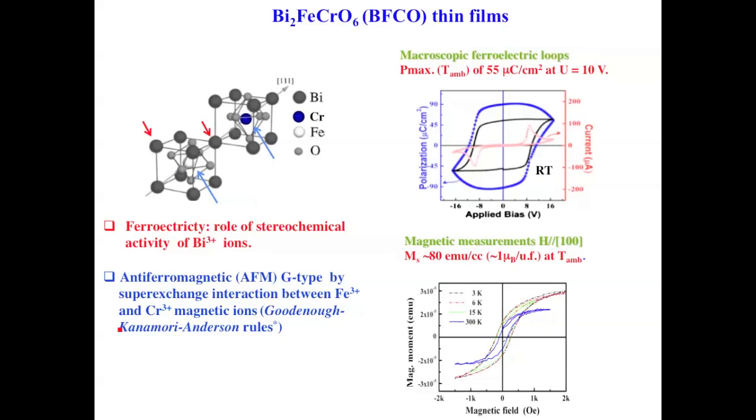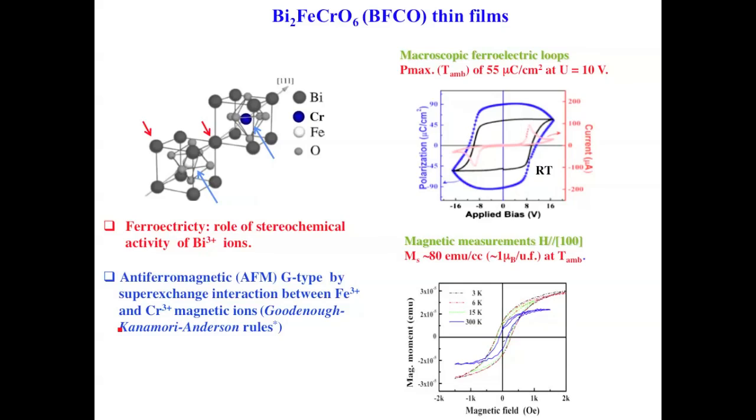And the magnetism is due to the superexchange interaction between chromium and iron via oxygen. And the nature of this interaction depends on the structural parameter. And here I give some experimental results obtained for a thick BFCO thin film epitaxially grown on STO (strontium titanate oxide) substrate by pulsed laser deposition.